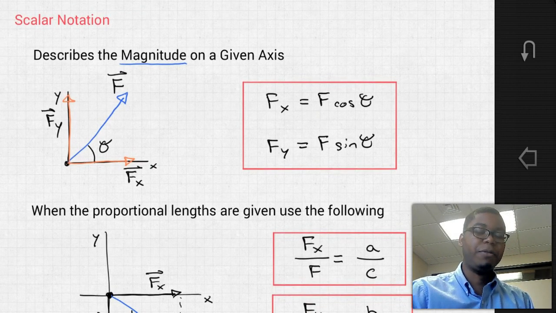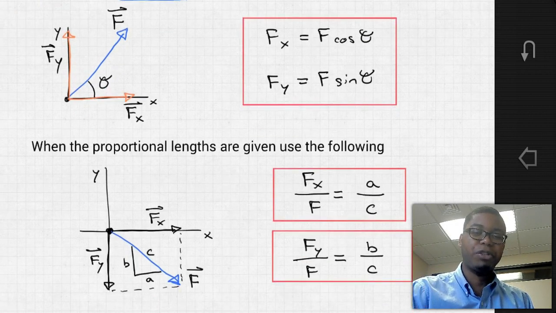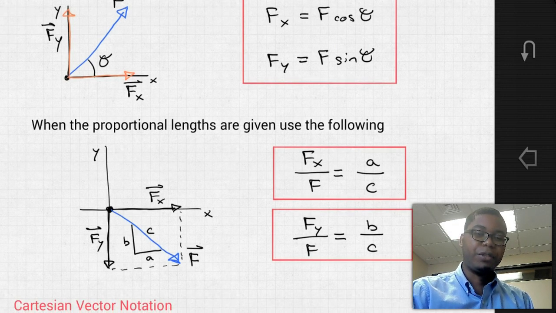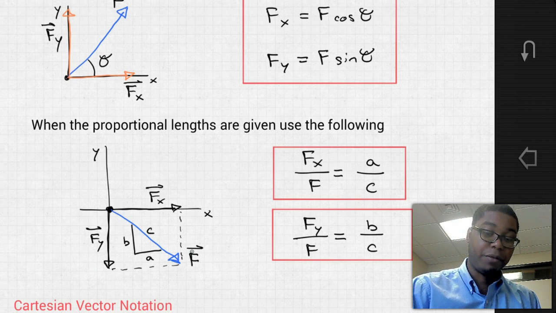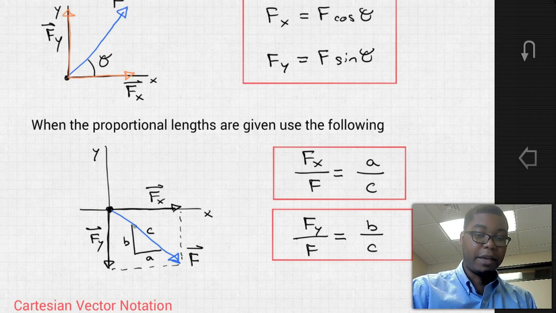Now, we're not always going to be given the angle of the force vector. Sometimes we'll be given the proportional lengths of the force vector. So it's a method to describe the force vector in terms of the relationship between lengths of a triangle. So this here is an example of a force vector that we would be given, where there's a force vector F, and the orientation of it is given through these values A, B, and C, where those are the lengths of the sides of the triangle.